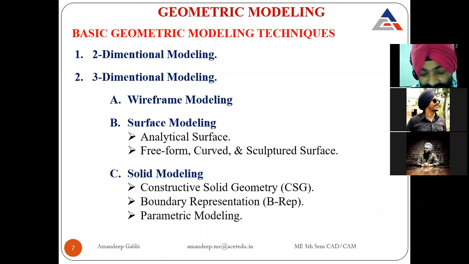When you create surfaces, with surface modeling you have to draw analytical surfaces, freeform or curved sculptured surfaces. That comes under surface modeling. When you take a complete solid to represent a particular 3D figure, then we call it solid modeling. Solid modeling is further divided into three different parts: CSG, constructive solid geometry; boundary representation, B-rep; and parametric modeling.